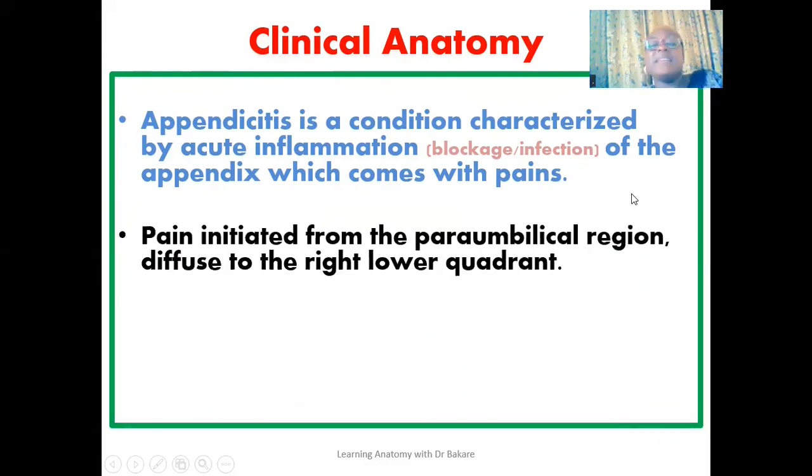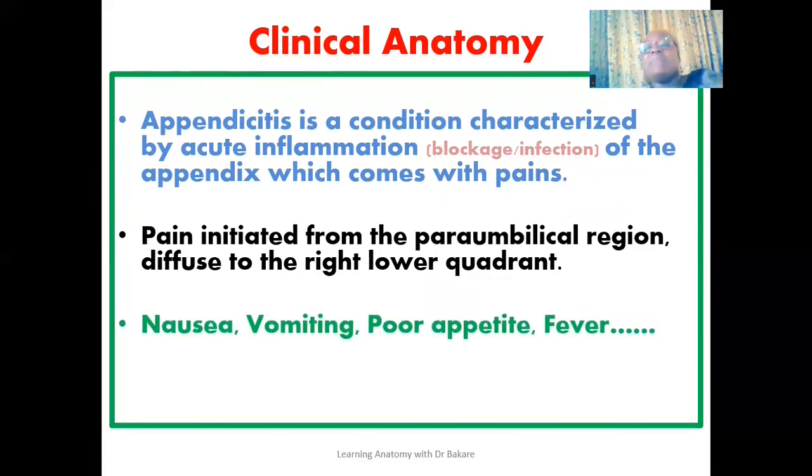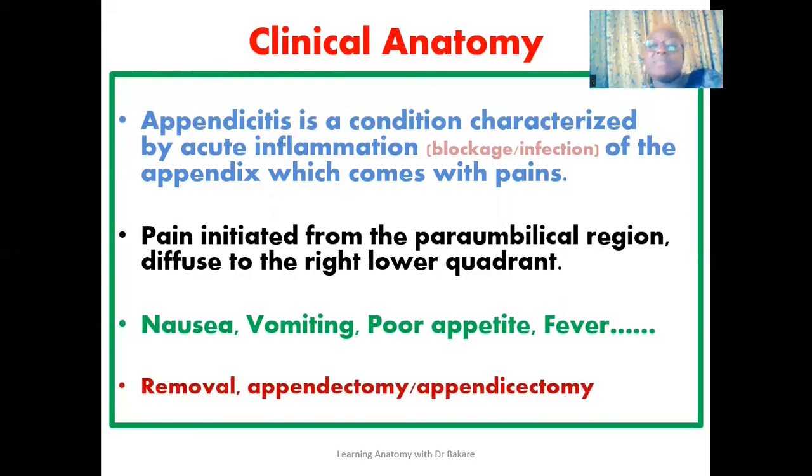The pains is generally rooted from the paraumbilical region before it diffuses to the right lower quadrant. And this we have established in our previous slide, where we have the referred pain from appendicitis in the paraumbilical region, because the spinal segment that innervates this region is the same as the appendix. And major symptoms would include nausea, vomiting. There could be poor appetite and also fever. And major treatment is removal, and the removal is done by appendectomy or appendicectomy.